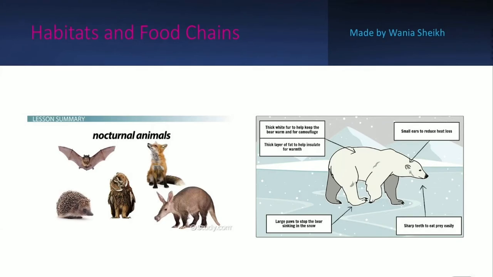Don't mind. Well, there are 2 pictures, so we are going to discuss these pictures. The first picture is about an owl, fox, hedgehog, and bat. These are called nocturnal animals. We are going to learn about nocturnal animals in this video. And the second picture is about the characteristics of a polar bear that help it survive in a very, very, very low temperature. See, it's cold. Okay, let's go.